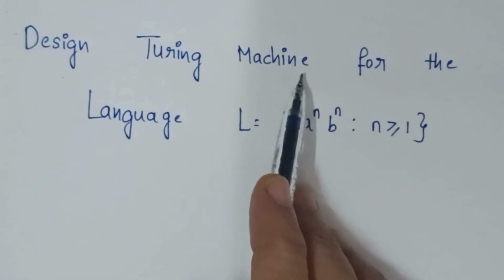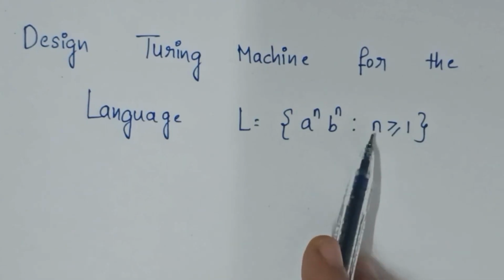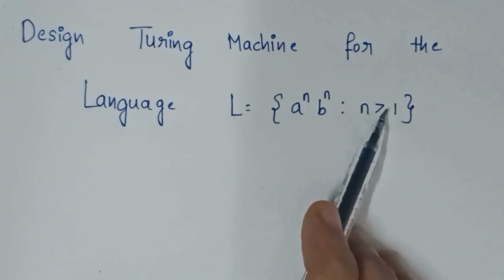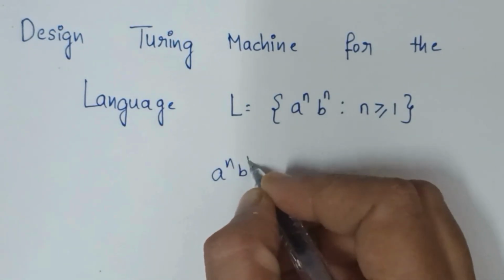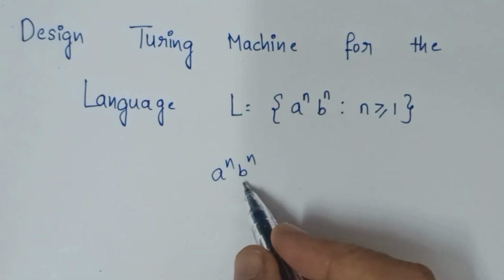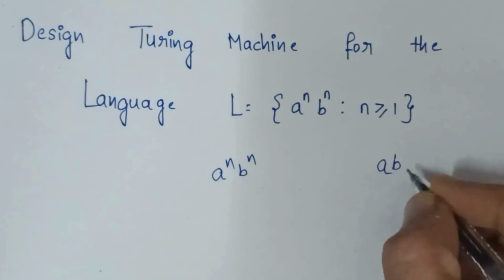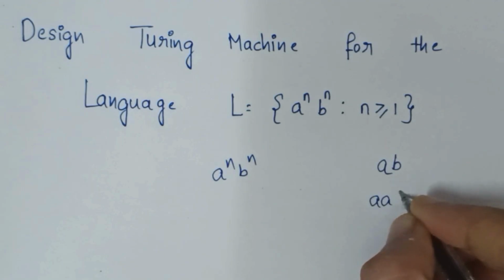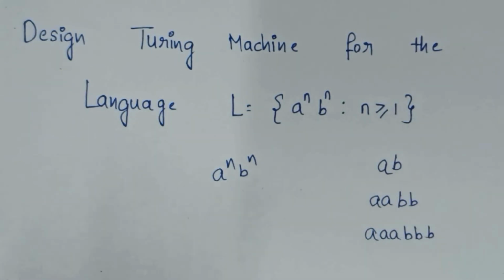How to design the Turing machine for the language L equals a^n b^n such that n is greater than or equal to 1. So the language says it is a power n, b power n: equal number of a's followed by equal number of b's. If there is 1 a, there should be 1 b; 2 a's, 2 b's; 3 a's, 3 b's; 4 a's, 4 b's. This type of string should be accepted by our Turing machine.